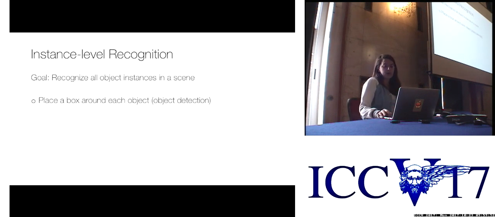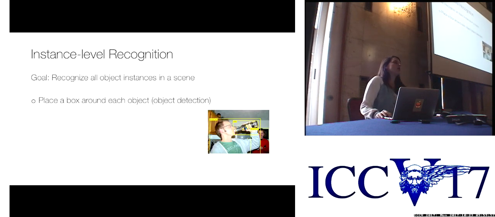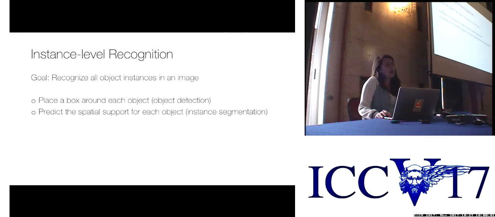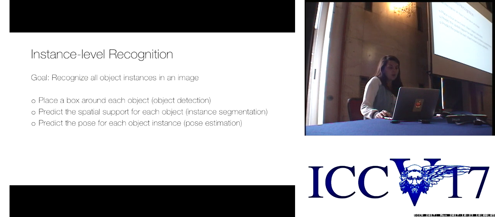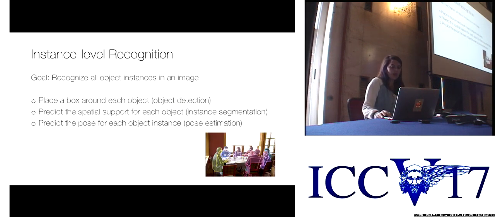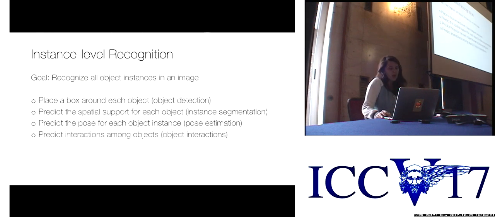One is, for example, we might want to just place a tight box around every object in an image. This is what you know as object detection. But it can also take other different forms. For example, you might want to predict the spatial support for every object, which is instance segmentation. Or even more fine-grained than that, you might want to predict the pose of every object. This is predicting the position of landmarks of objects, what we call pose estimation.